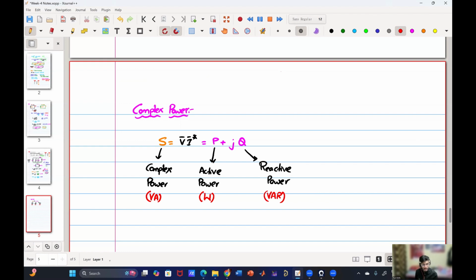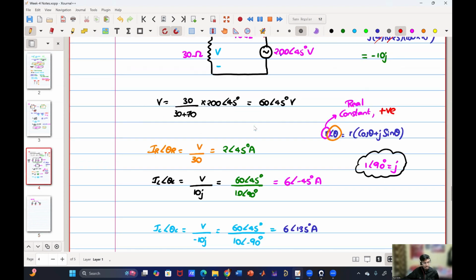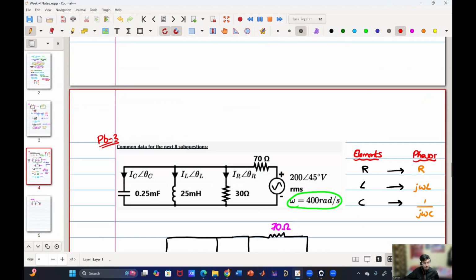So the units are also very important. If someone says the power is 2 VAR, it means they have given reactive power. Many times in the questions they do not specify whether it is active power or reactive power, but from the units we can understand what it is. This is a simple concept that everyone should be aware of. So is this clear? Yes, sir. Okay.